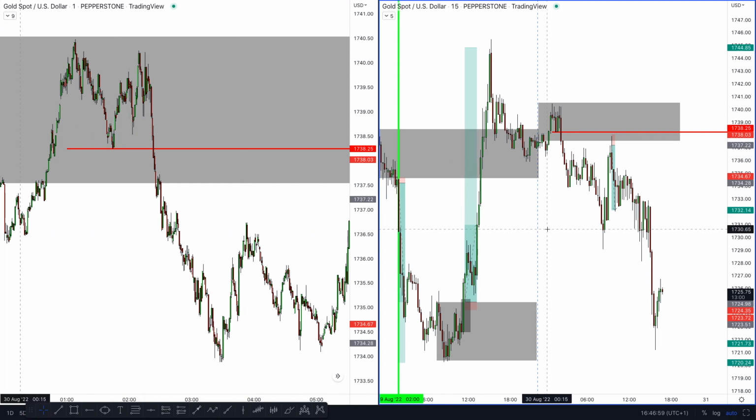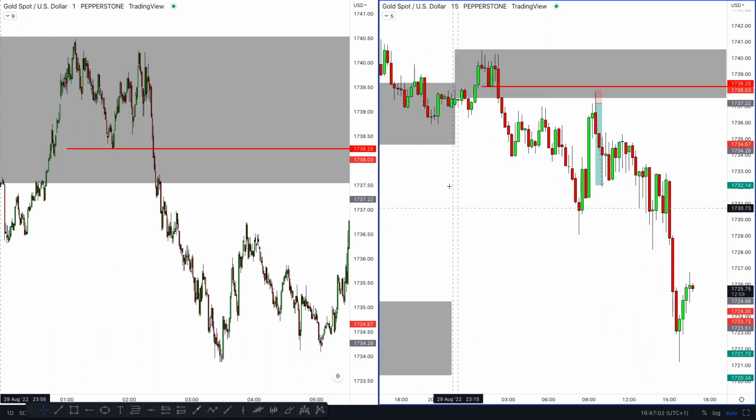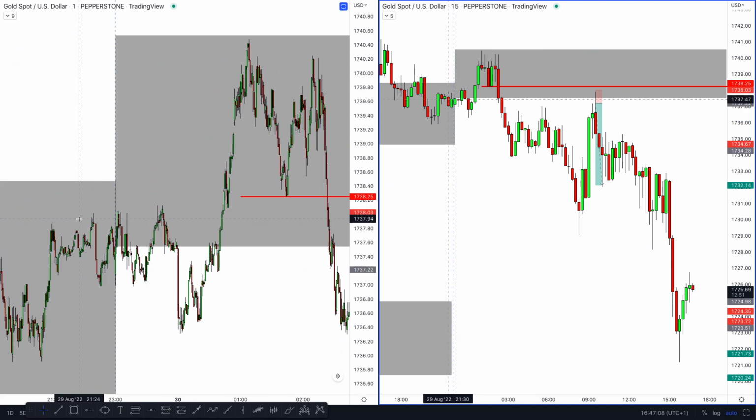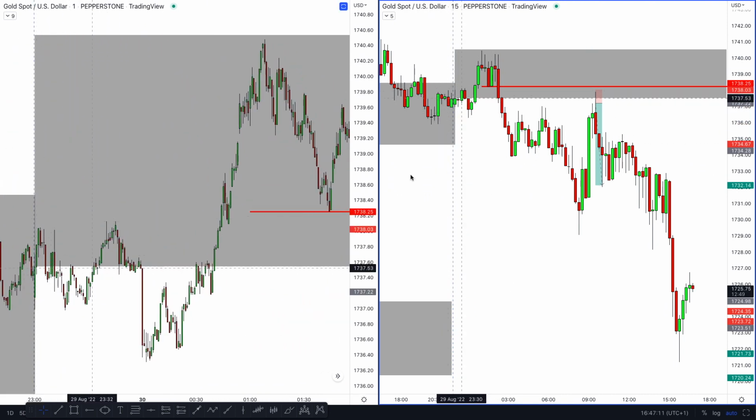So when we do start the day, the week, whichever it is, this blue line here separates the days for me, by the way. So this day, which is today, we can see that the market opened from here, and all we want to do is pay attention to breakouts.